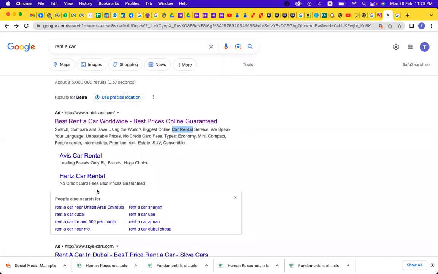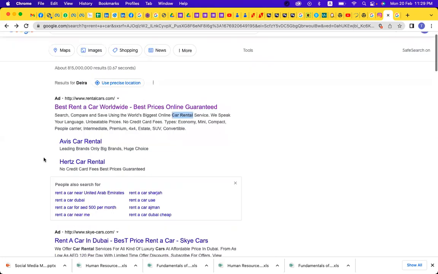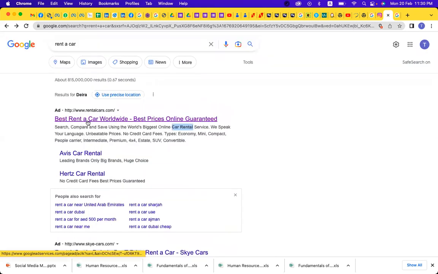Now, these are the various positions. So there are seven positions on the first page, four positions at the top and three at the bottom, maximum. Now, these websites don't just appear at random at the top or at the bottom. Rental car is at the top because they bid higher for this keyword. This particular keyword, rent a car, this company has placed a bid.